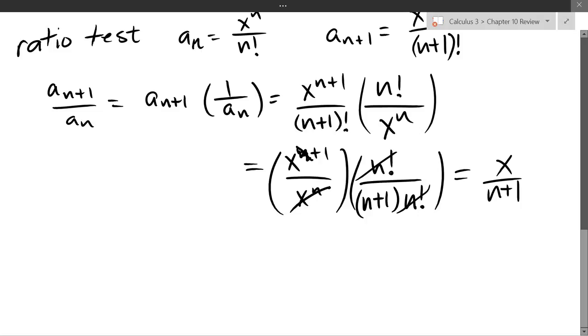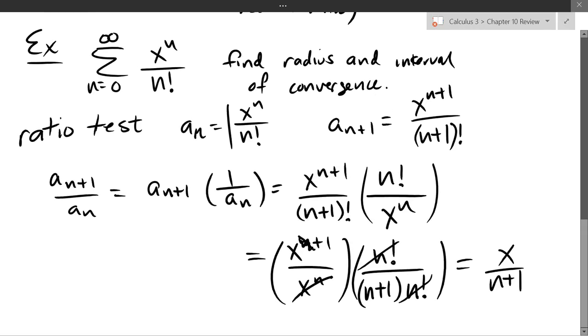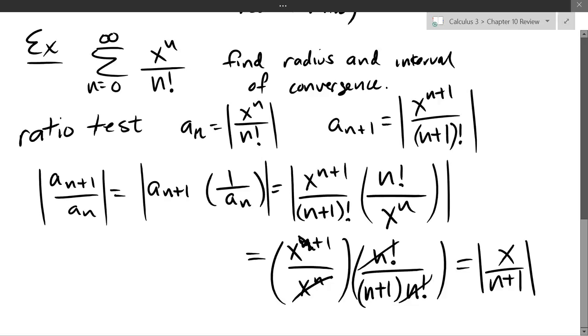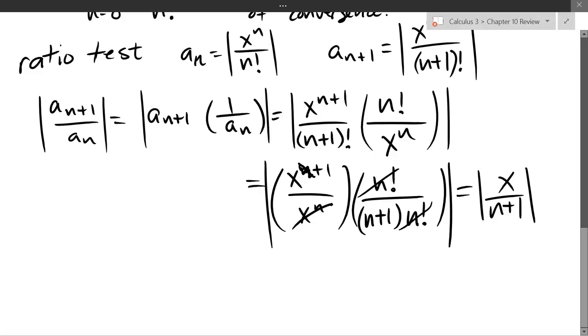Now another thing: you can't be sure x is positive or negative. This ratio test only works when everything is positive, so one thing I also have to do is take the absolute value of everything. So we're just going to get absolute values here. It doesn't change very much. So what's the final reduction I can make with the absolute value? What's definitely not going to be negative with this x over n plus 1? What part of that is definitely going to be positive? N plus 1. So n is only going to be 0 at the smallest, so n plus 1 is always going to be positive. So I can finally write this as the absolute value of x times 1 over n plus 1.